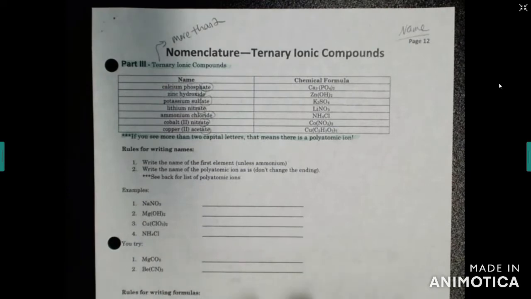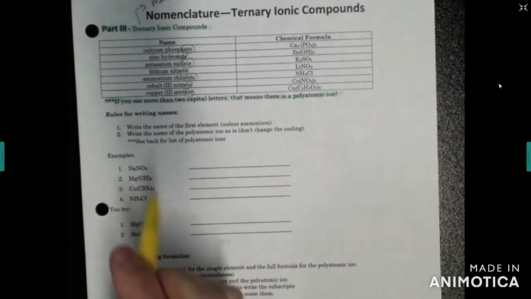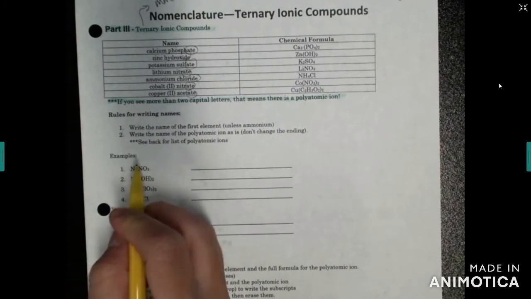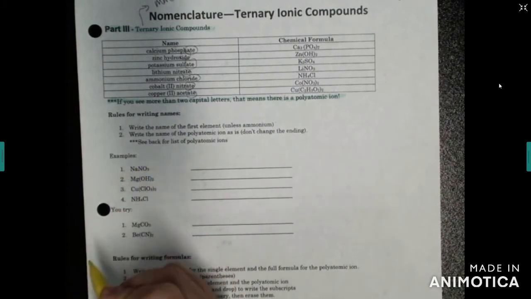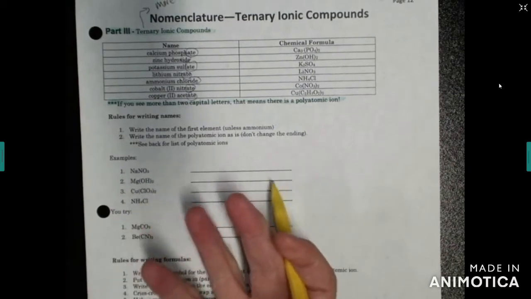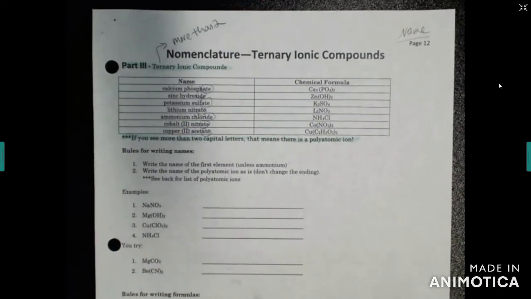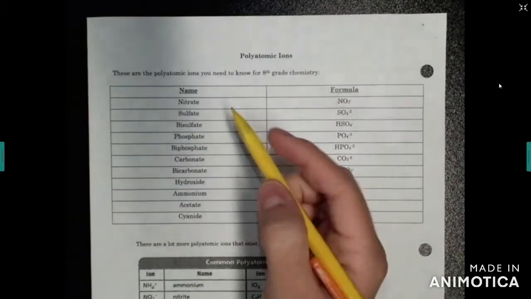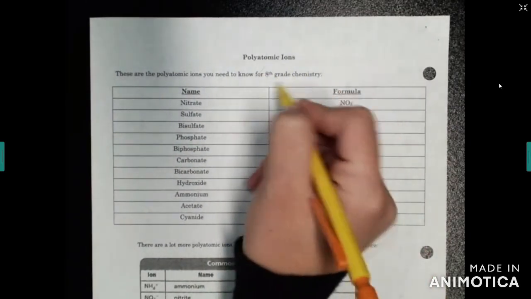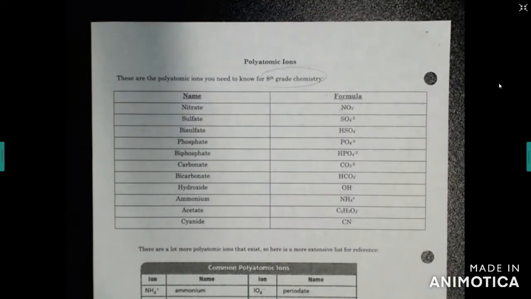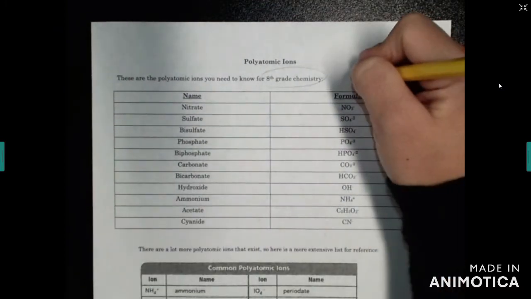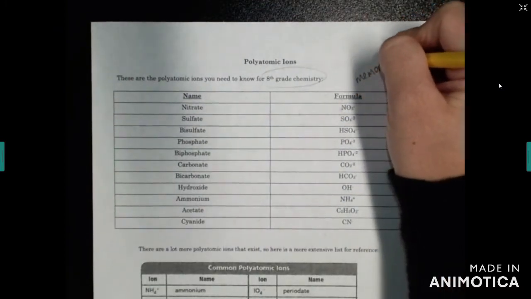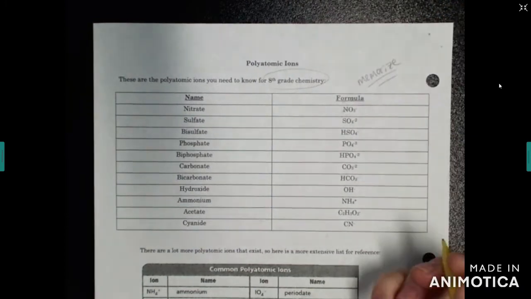Okay, so let's practice. Let's look at this first example here. I see more than 2 elements because I see more than 2 capital letters. I see 3 different elements. So that means that I have a polyatomic ion in there somewhere. Your polyatomic ions, you learned about this last year, but if you forgot, flip your paper over. These are the polyatomic ions that you need to know for 8th grade chemistry. These are the ones that you should memorize. Make some flashcards, memorize these.